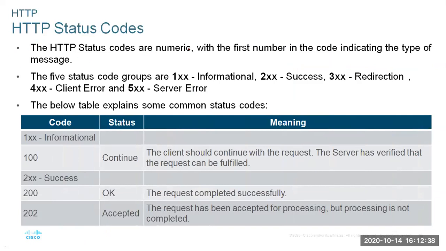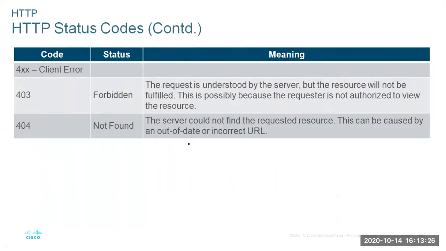The HTTP status codes are numeric, with the first number in the code indicating the type of the message. The groups are 1XX, as you can see here, then 2XX, then 3XX, then 4XX. The 1XX are basically informational. The common one that we see is 4XX, maybe 403. When you see 403, you know that it's talking about a client error. If you see 5XX, you know that it's talking about server errors.